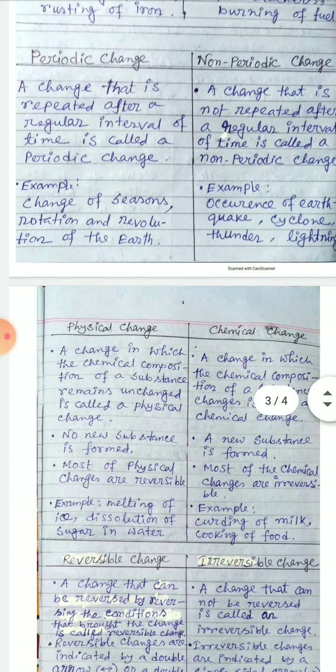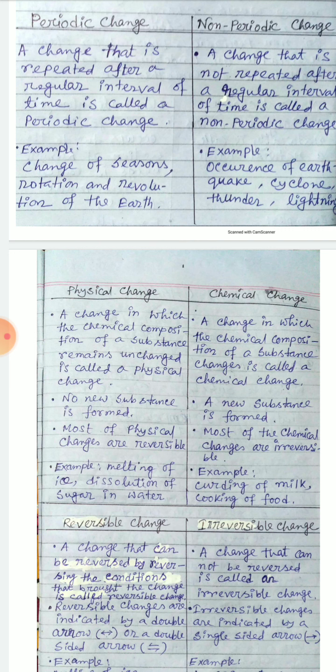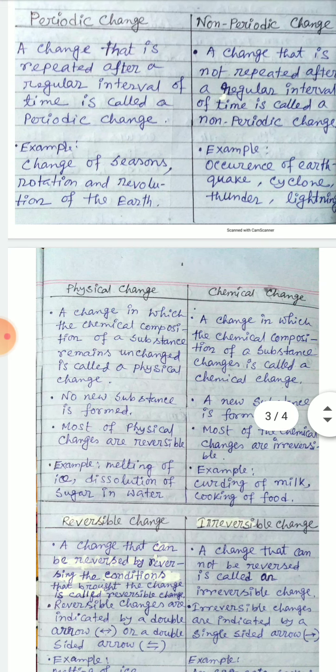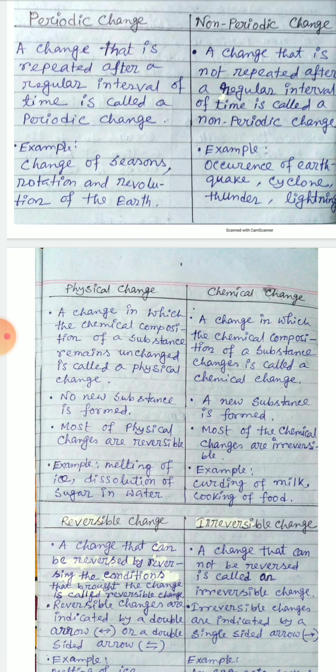Next type of changes, periodic change and non-periodic change. A periodic change is a change that is repeated after a regular interval of time. And a non-periodic change is a change that is not repeated after a regular interval of time.